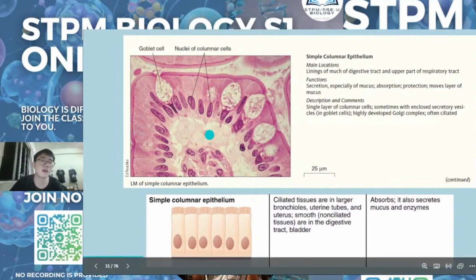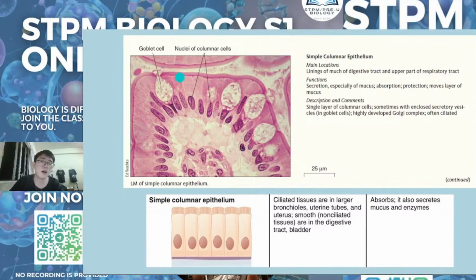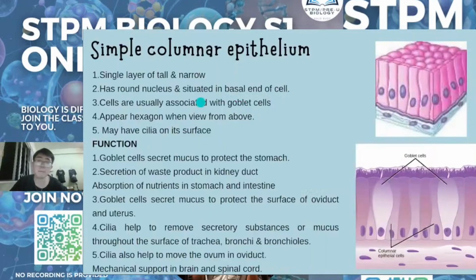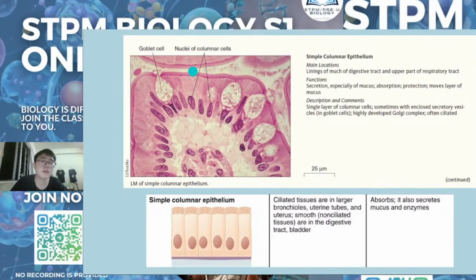So this is the microscope structure of simple columnar epithelium under the microscope. You see that the cells are very long compared to the squamous. The cells are very long and narrow, and then this one is our goblet cell. The goblet cell is very big.